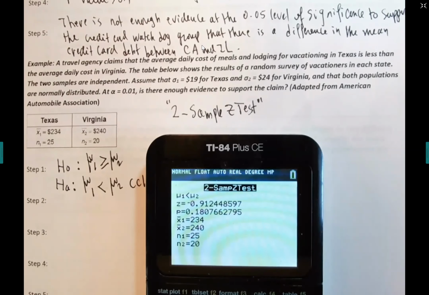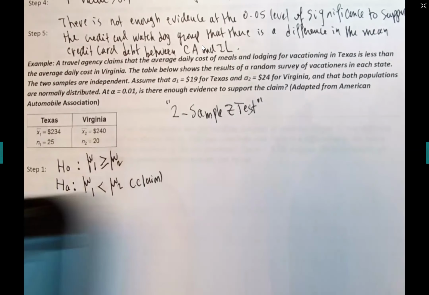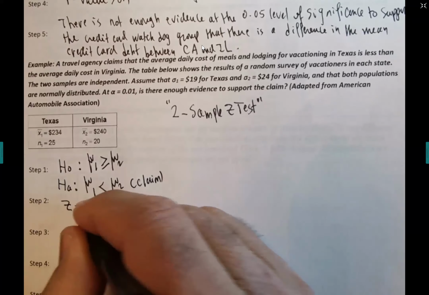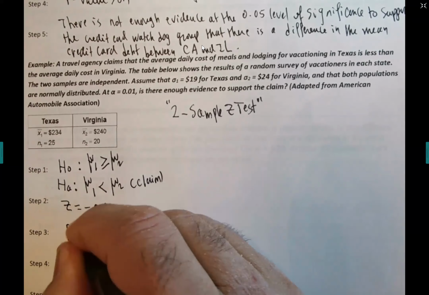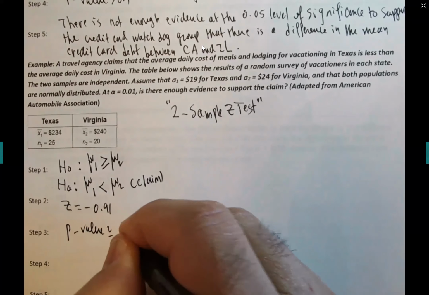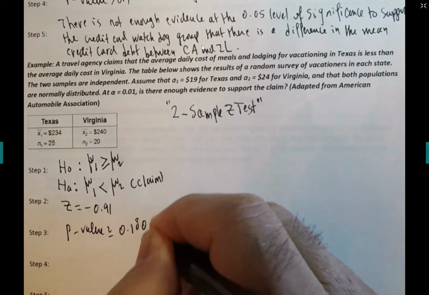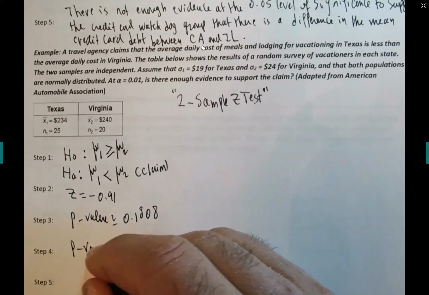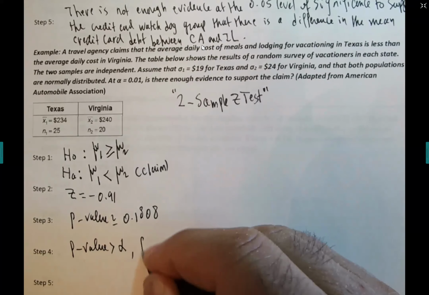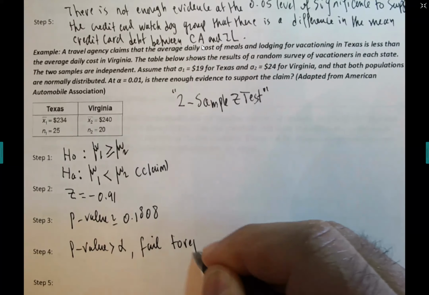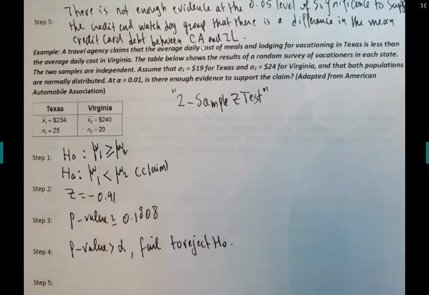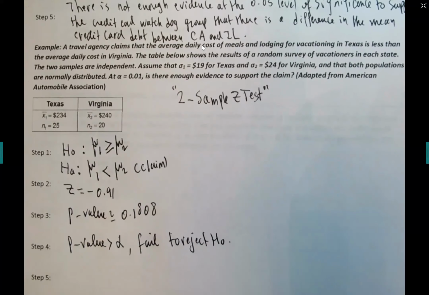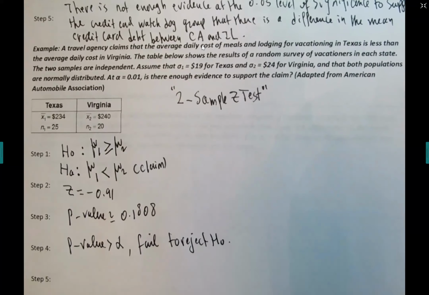And here you go. So your answers were correct. Z is negative 0.91. I'll write it down. And p-value is 0.1808. And p-value is more than alpha. So fail to reject H0. You see, guys, it's redundant from chapter 7. I'm not doing any new techniques to solve this one. Exactly the same as you did before.